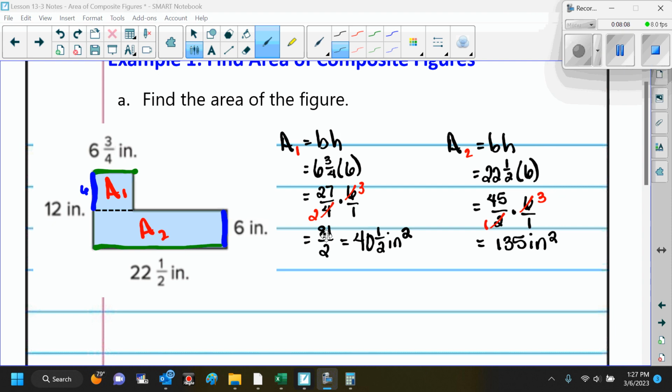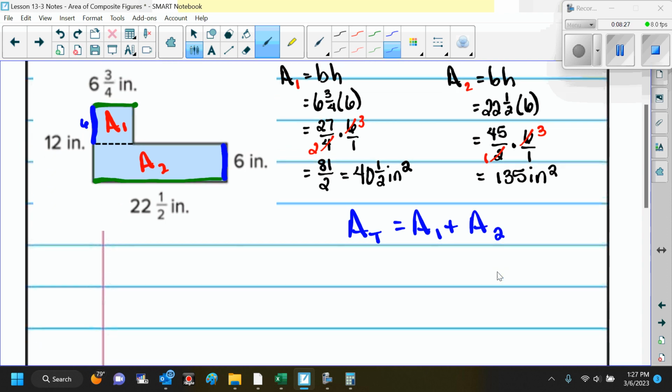All right, so now we have the area of the 2 rectangles, and now to get the total area, and this is how I'm going to label it, area sub t, for total area, we're going to add area 1 plus area 2. This is how I'm going to write my formula, okay? So now we just substitute in, so we have 40.5 plus 135. So that's going to give us 175 and a half. And this is going to be inches squared. So this is my final answer.